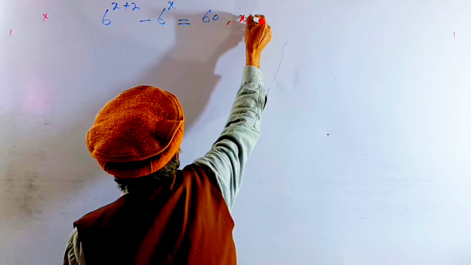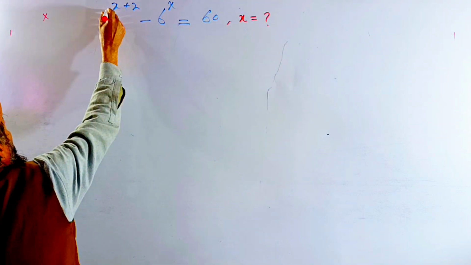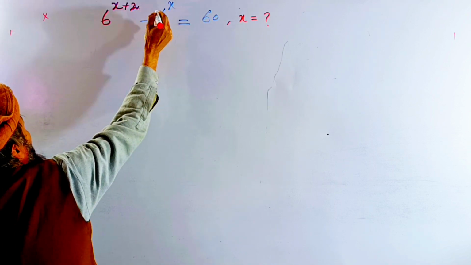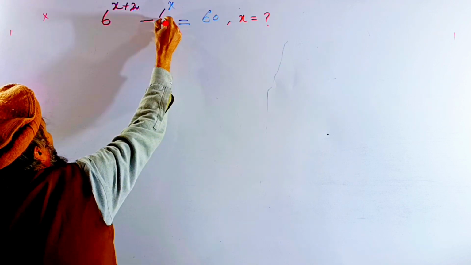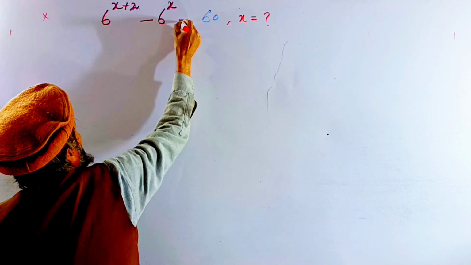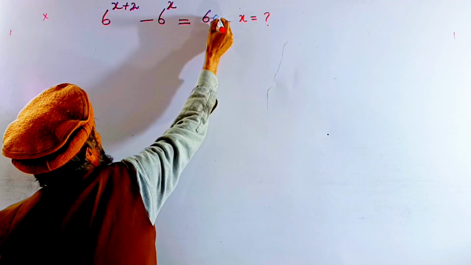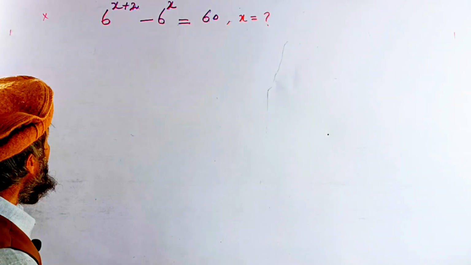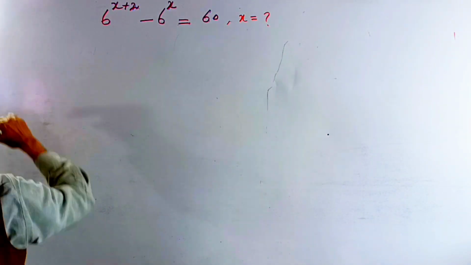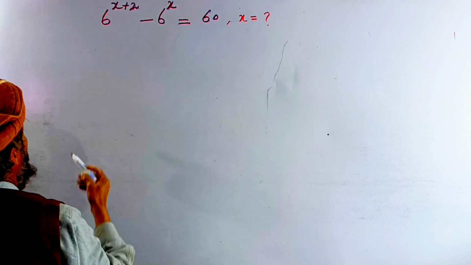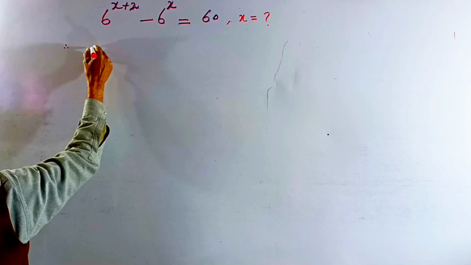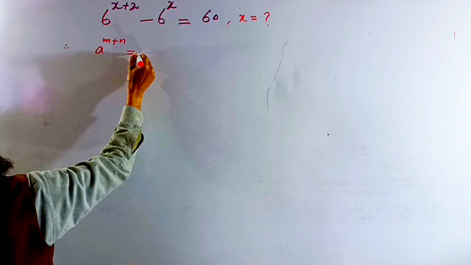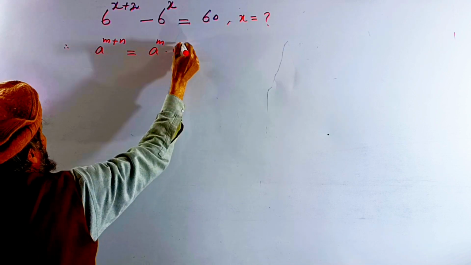6 power x plus 2 minus 6 power x is equal to 60. How do we calculate the value of x? First of all, we can write according to the double exponent rule. We have that rule: a power m plus n is equal to a power m times a power n.